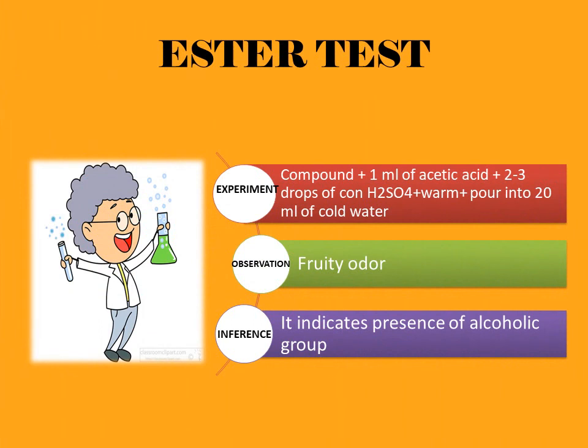The second test for the identification of the alcoholic group is the ester test. Take 1 ml of the given liquid in a clean dry test tube, add 1 ml of glacial acetic acid and 2 to 3 drops of concentrated sulfuric acid. Warm the mixture on a water bath for about 10 minutes. Pour it into about 20 ml of cold water taken in a beaker and smell. A fruity smell indicates the presence of an alcoholic group.